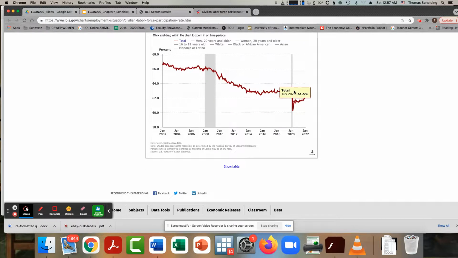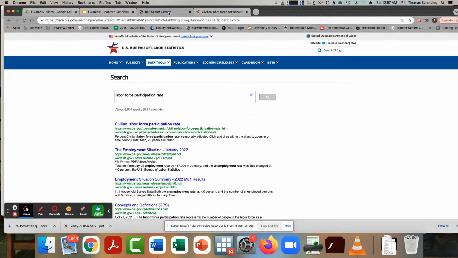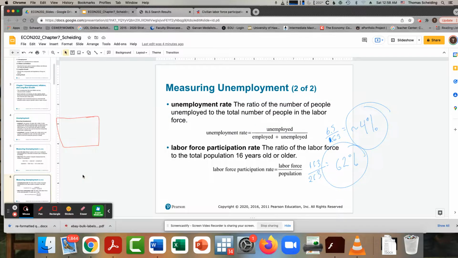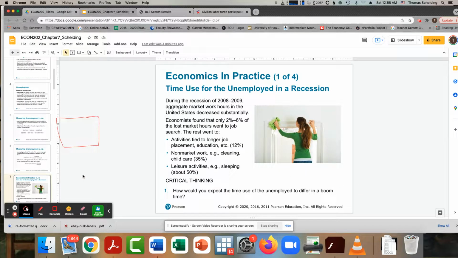Look at that decline right there. Huge decline because of the pandemic. People just leaving the labor force. Looks like in January of 22, 62.2%. There we go. Proved our math. We are some pretty smart cookies. It's a weird phrase, isn't it? Smart cookies. Okay.